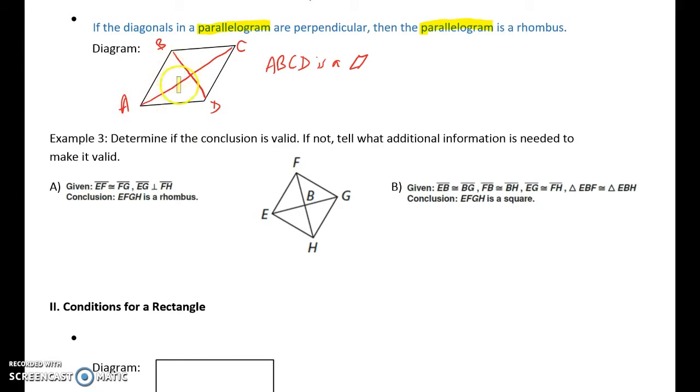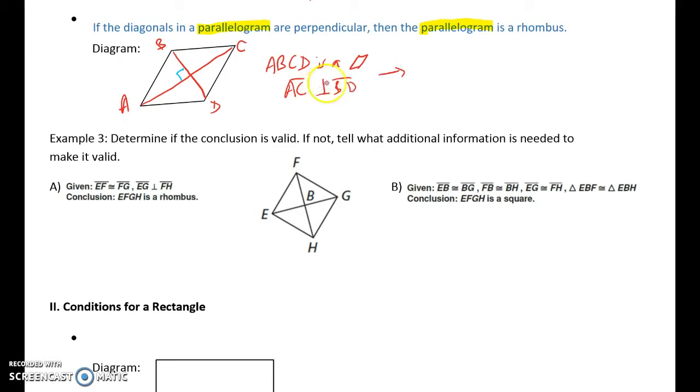Remember, how do I know if it's perpendicular? I should be able to see what kind of angle is in there. Remember, those should be some 90-degree angles, right? So each of these angles would be 90 degrees. You'd be able to see that or determine it somehow.